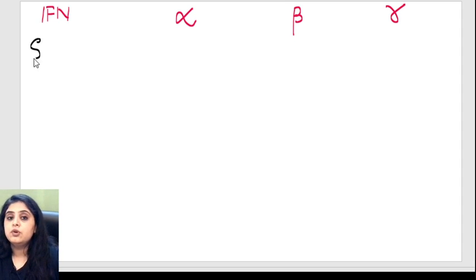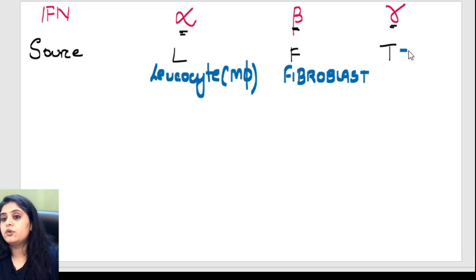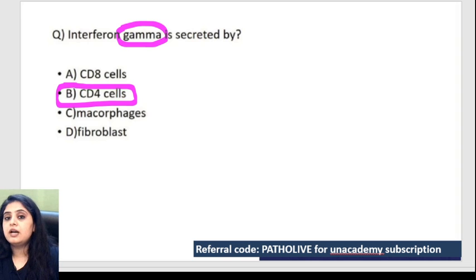So if I ask you, from which cell does their source come? So you will say alpha, beta and gamma comes from LFT. LFT means liver function test. L stands for leukocyte. Which leukocyte? Macrophages. F stands for fibroblast. And T stands for T helper cell 1. What is T helper cell? CD4 T cell. And that was the question that I had given to you. That interferon gamma is going to be released by what? You'll say alpha.